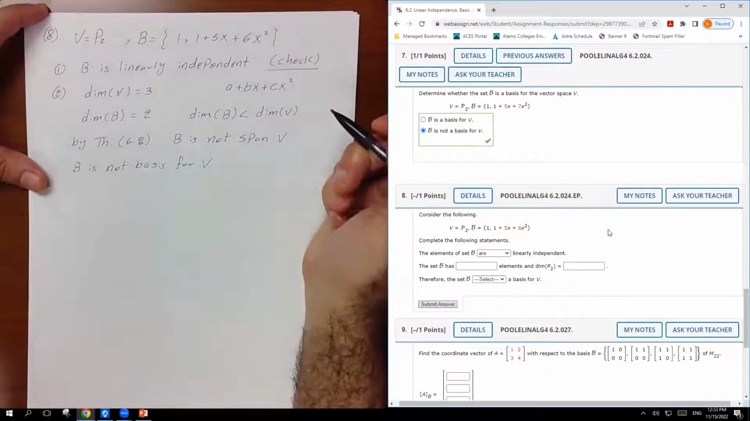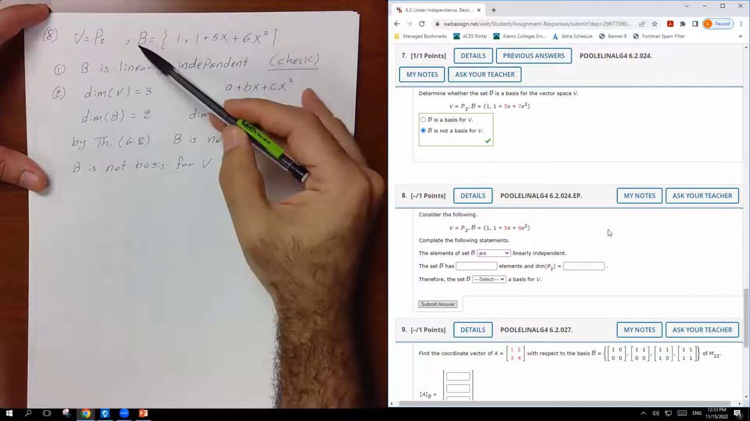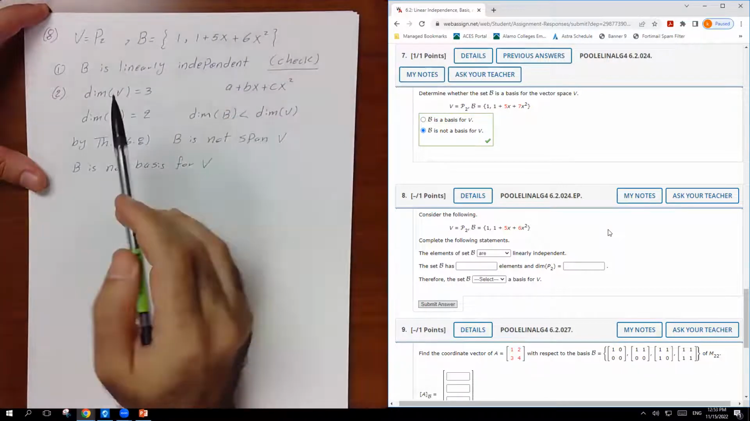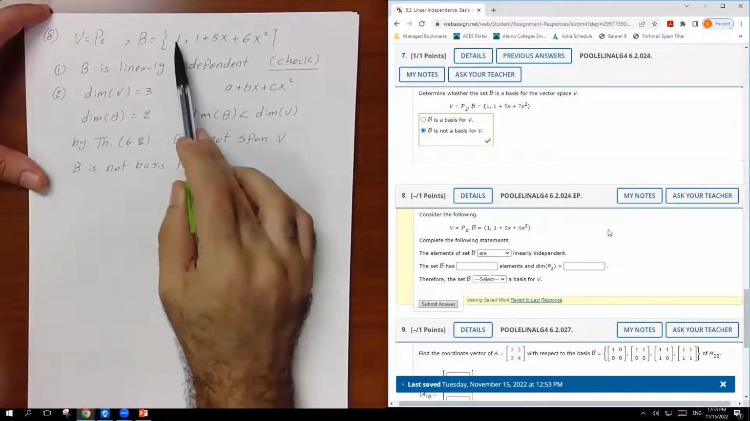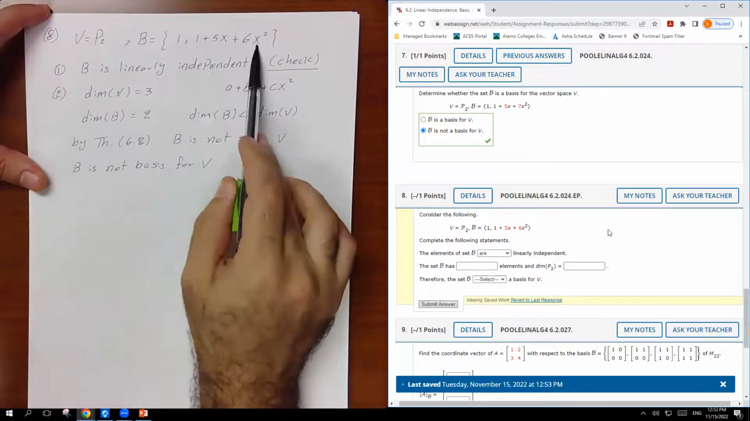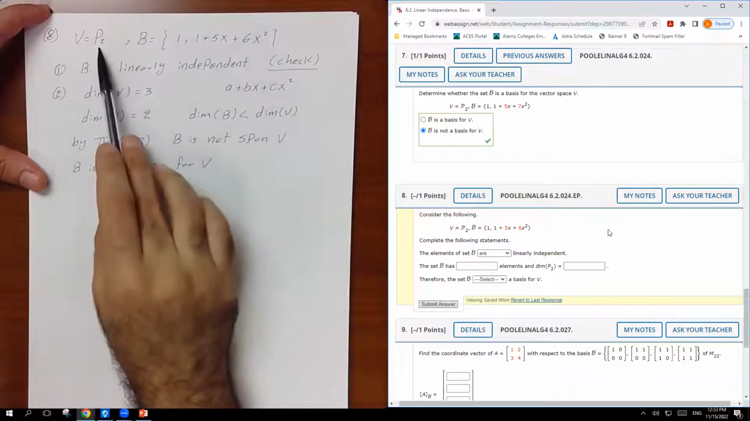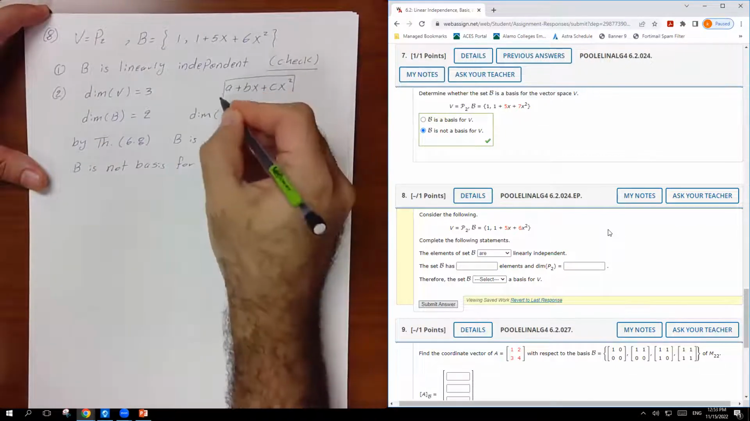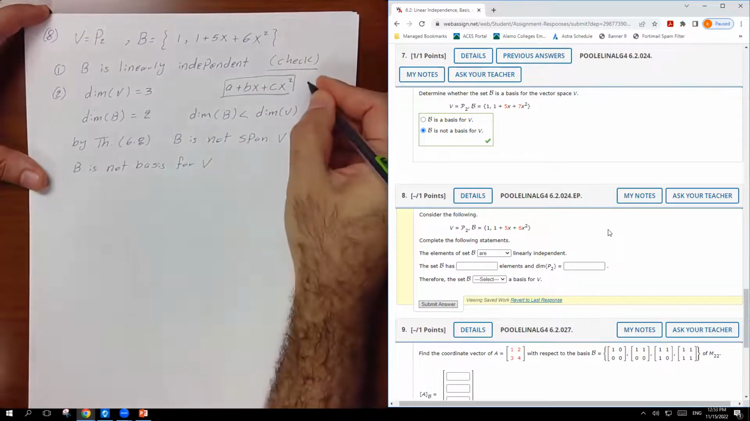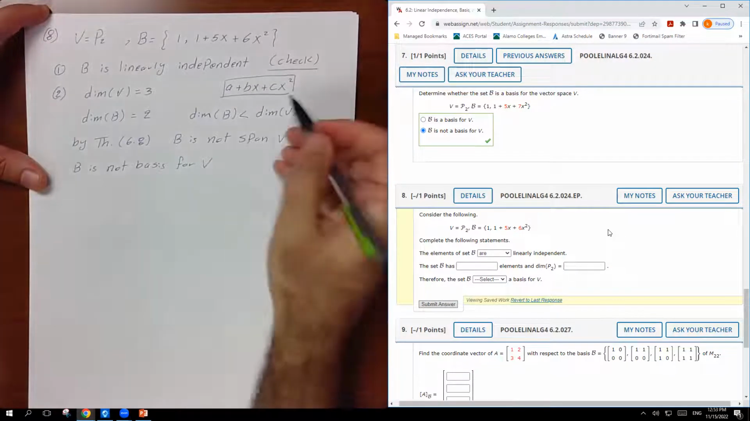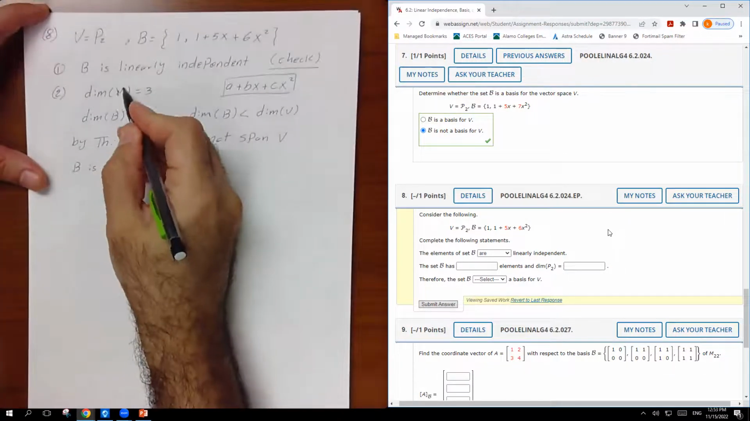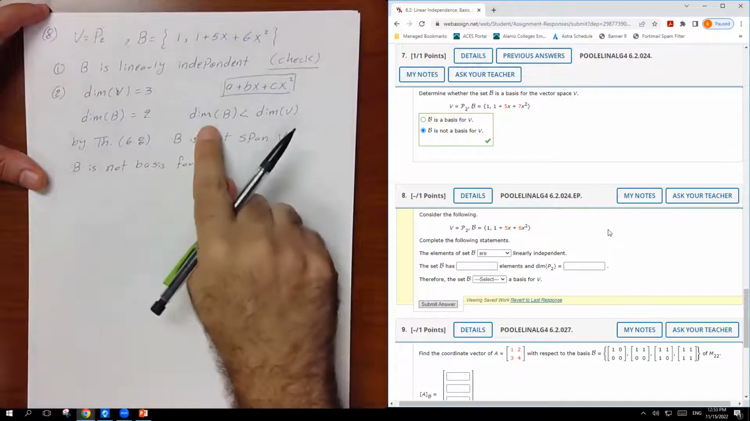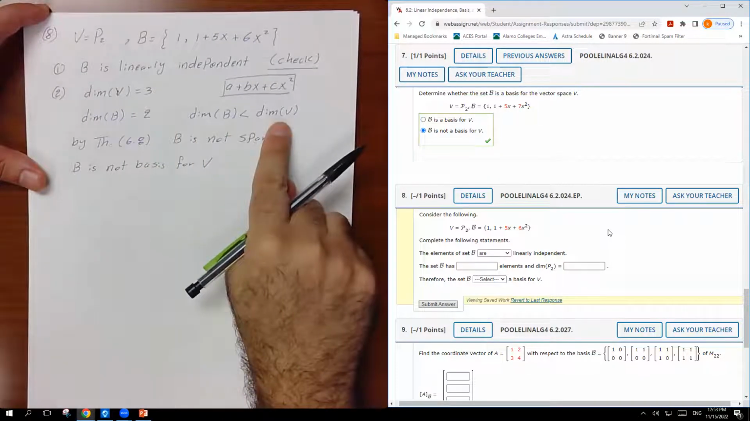The second part is B span V. The dimension of B is 2. The dimension of V, again, it's a polynomial with degree 2. So here's the general form. So the dimension for this polynomial is going to be 3. That means the dimension of B is less than the dimension of V.